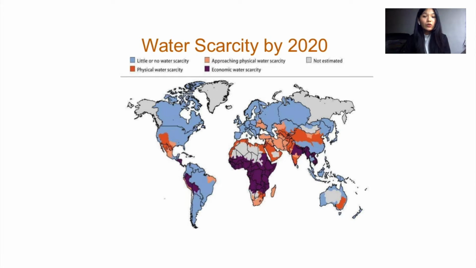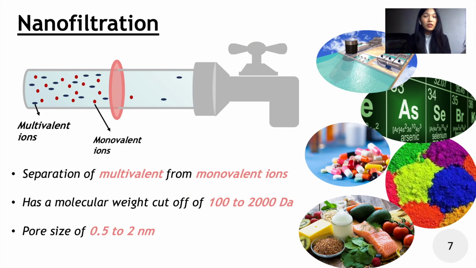And this is where nanofiltration membrane comes in handy. Nanofiltration has the ability to separate multivalent from monovalent ions. It has a molecular weight cutoff of 100 to 2000 daltons and a pore size of 0.5 to 2 nanometers. This kind of membrane separation has been applied in water purification, seawater desalination, wastewater treatment, and many more. Aside from what is stated, it is also cheap, energy efficient, and does not have adverse effect on the environment.